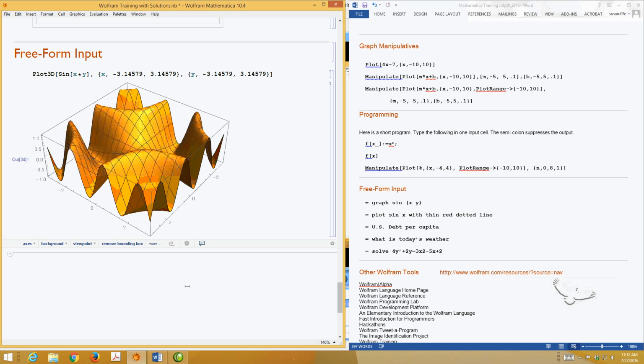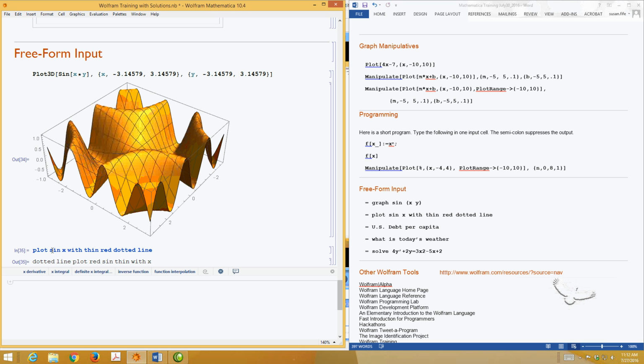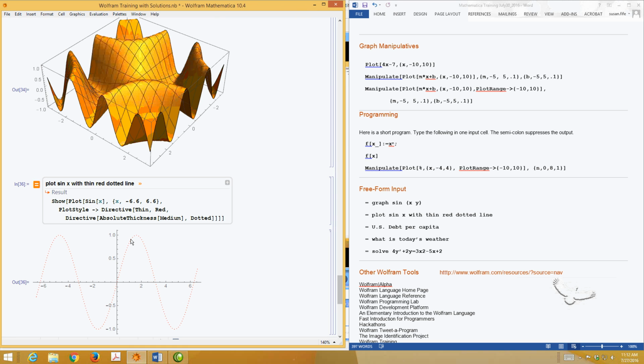Let's try this. Plot sine of x with a thin red dotted line. Press enter. Oops, I forgot the equal sign. It was trying to tell me that too. So I'm going to put an equal sign first, and then let me go to the end and do Shift Enter. There it is. Sine of x with a thin red dotted line. Here's the true Mathematica input for it. And if I clicked it, it would just replace what I have there.